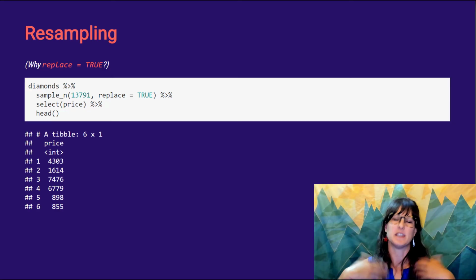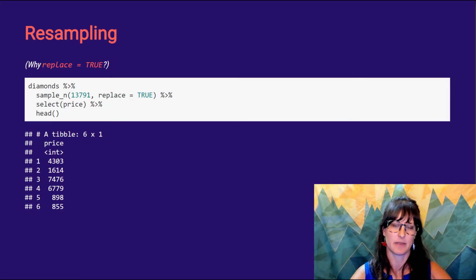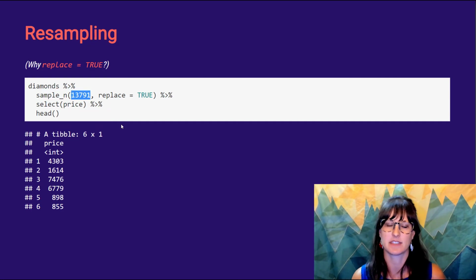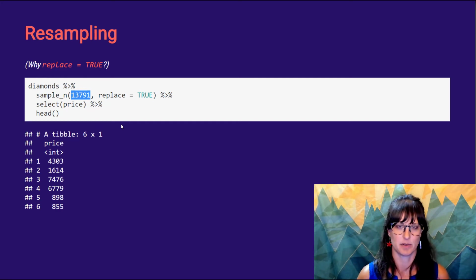So here's a way that you would take one resampling of the data. I'm going to take these diamonds and pipe them into the sample_n function. I might ask you, why did I choose to take a sample of size 13,791? I am guessing that you got it right. That's because our original data set had that many samples. By convention, when you're bootstrapping, you take your resamples to be the same size as the original sample.